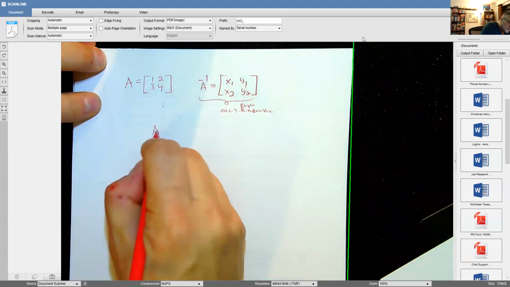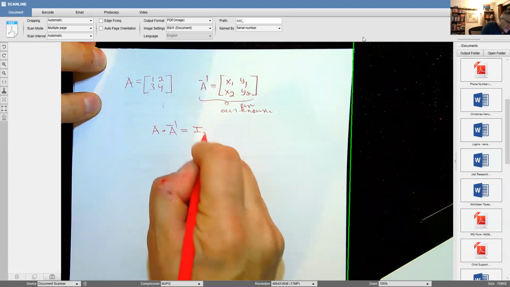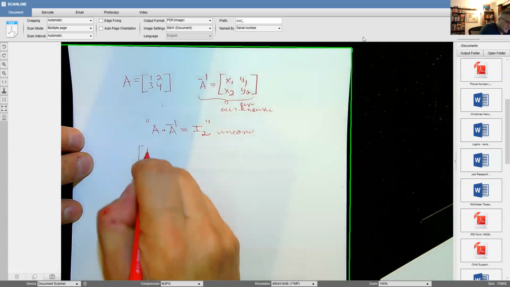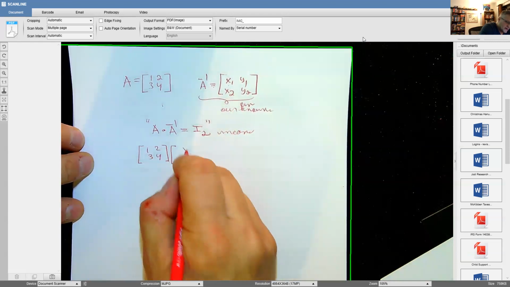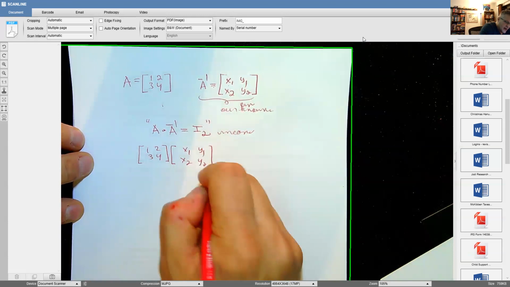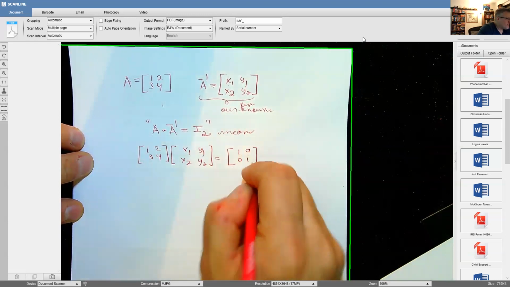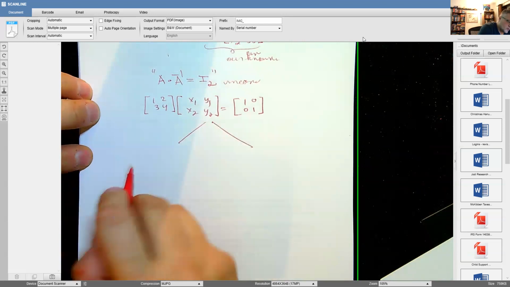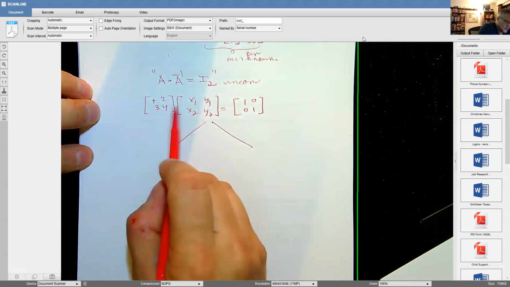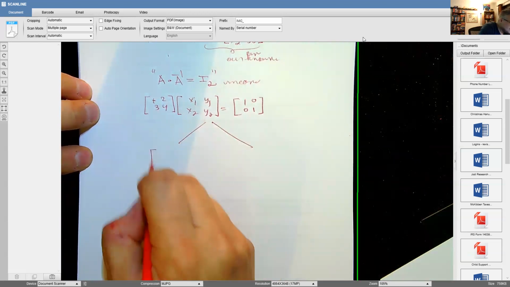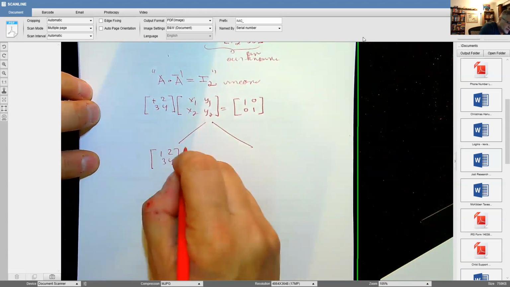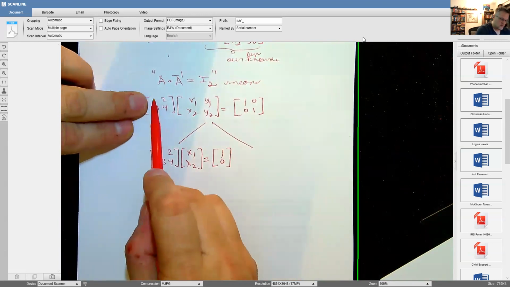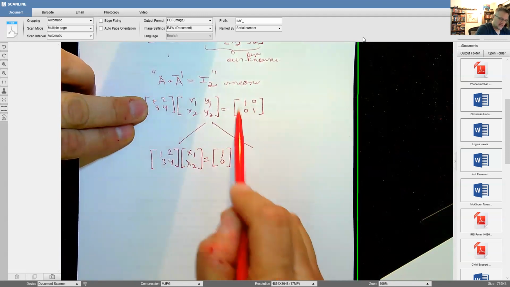Let's write it this way. When I write this sentence down, that means that if I multiply these two matrices together, you're going to say, well, obviously this is [1, 0; 0, 1]. But that really gives me 2 systems. If I multiply row by column, what I should get is [1, 2; 3, 4] times [x1, x2] is equal to [1, 0]. That's what happens if I write my first row by first column, second row by first column. It has to be this guy.